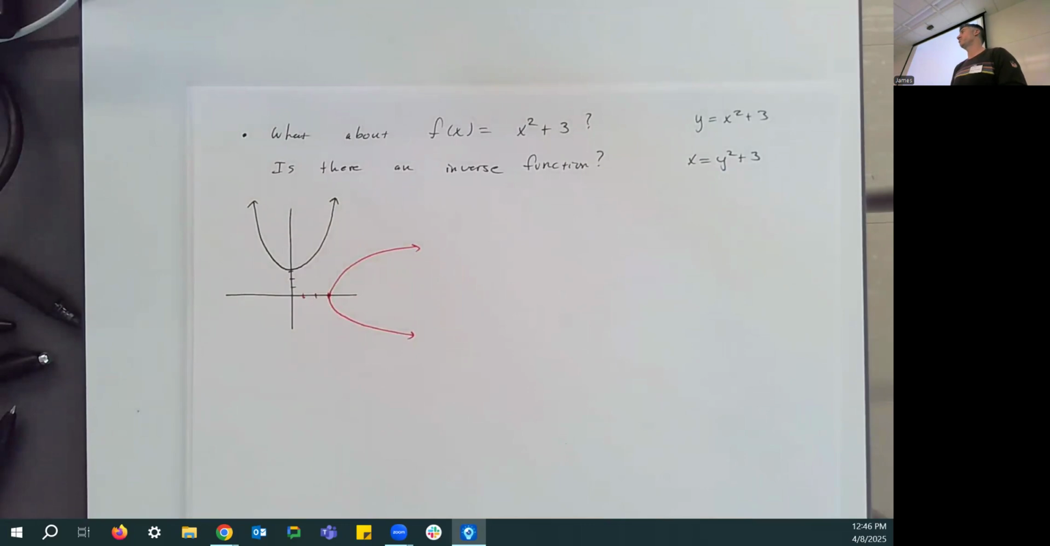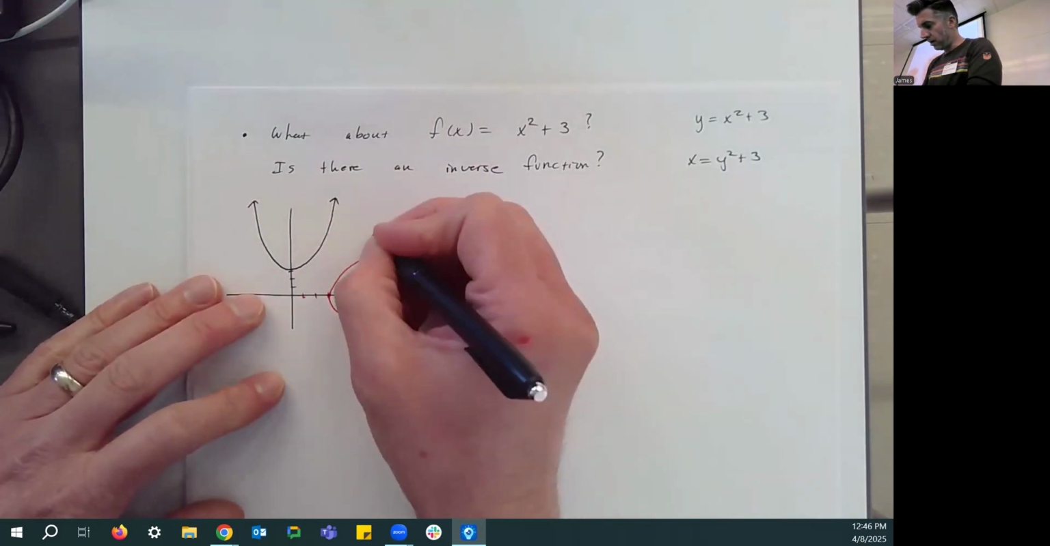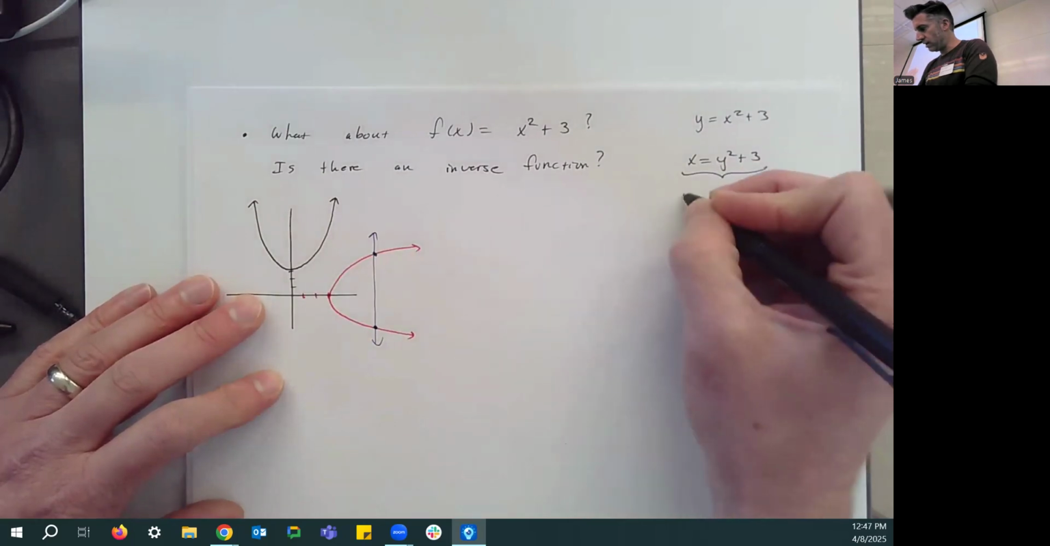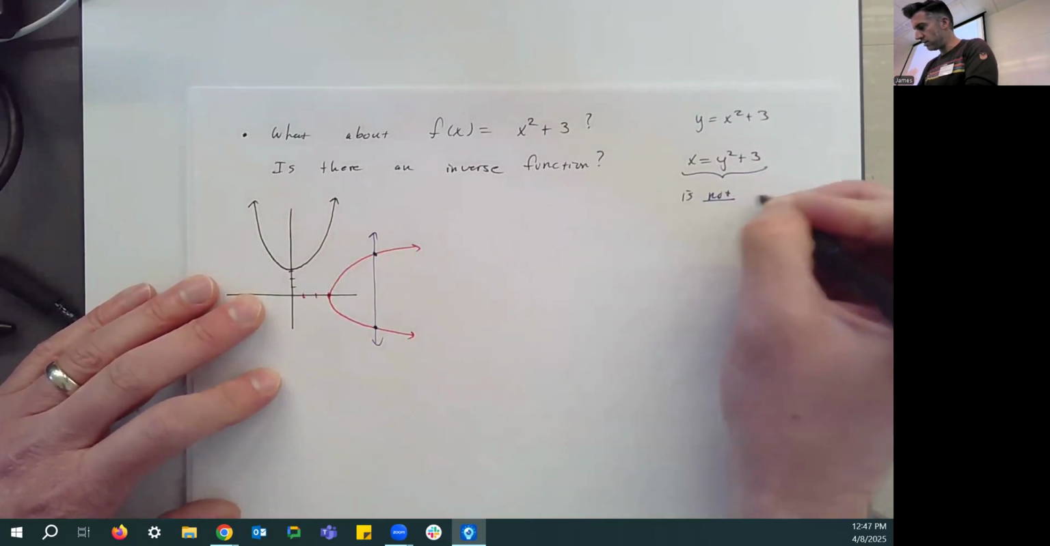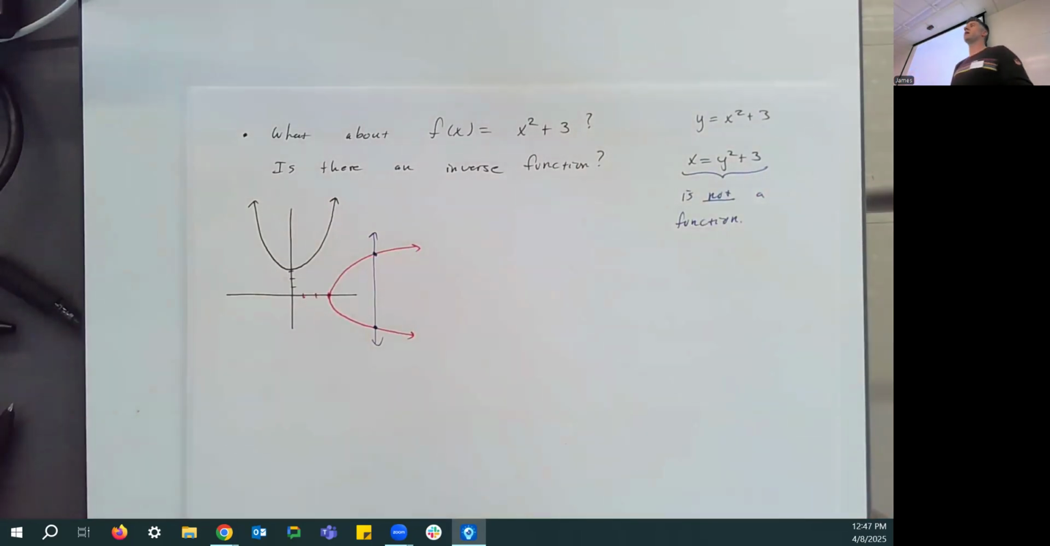Which is not a function, right? This thing I just drew fails the vertical line test. x equal to y squared plus 3 is not a function. Specifically, it's not a function of x, right? When we say something is or isn't a function at this juncture, we mean specifically that x is the input and y is the output. So this is not a function of x.